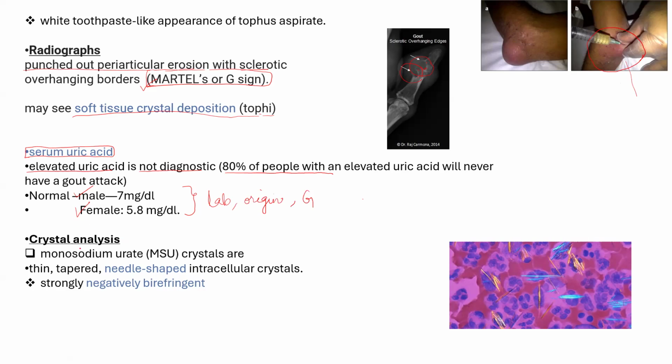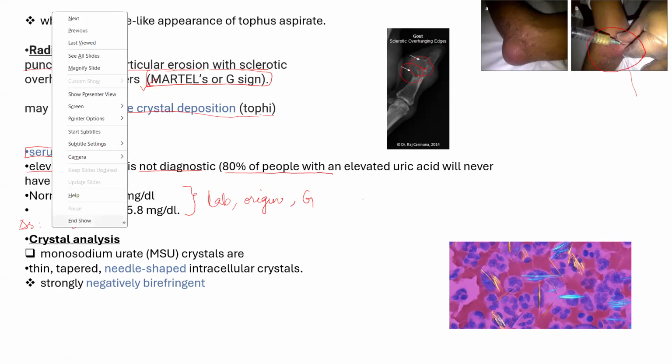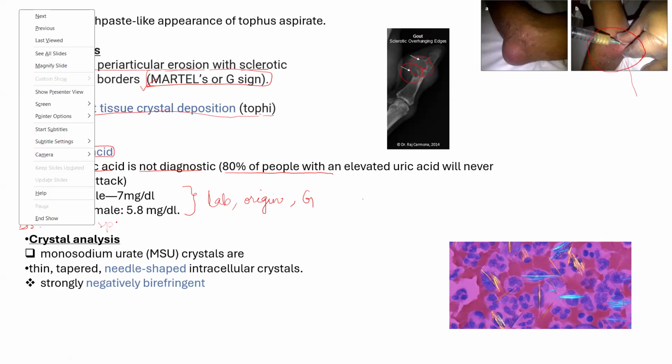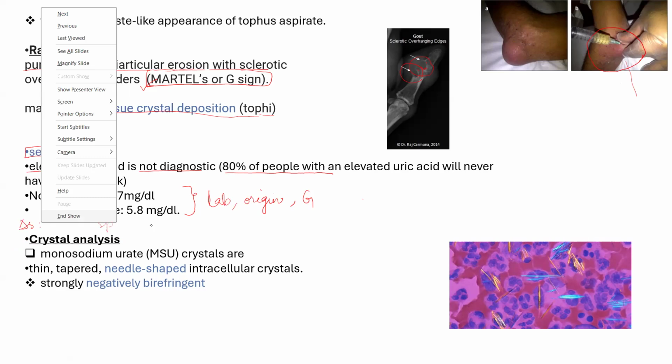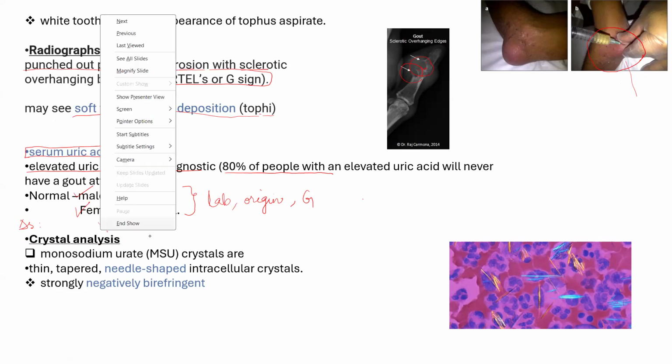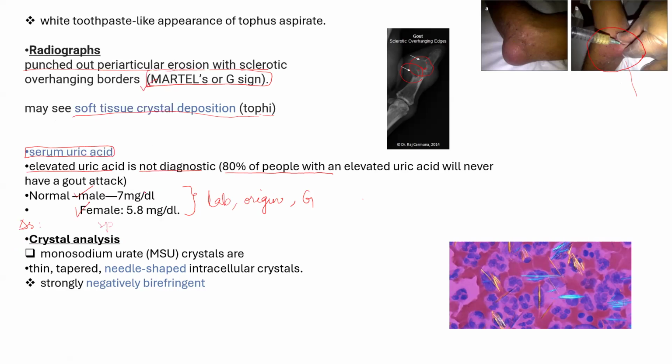Okay. So then the definitive diagnosis is by evaluation of the aspirate. Once you evaluate the aspirate fluid and send it for evaluation, you will have monosodium urate crystals.